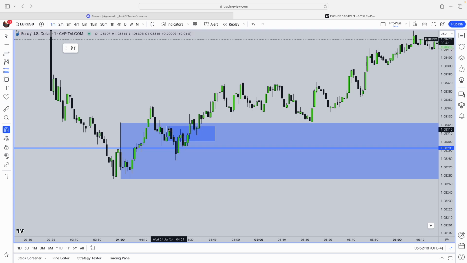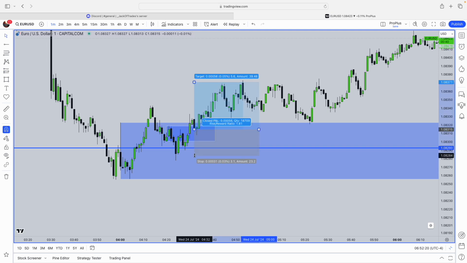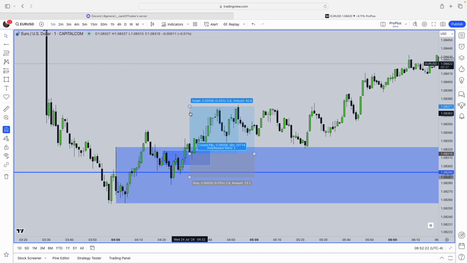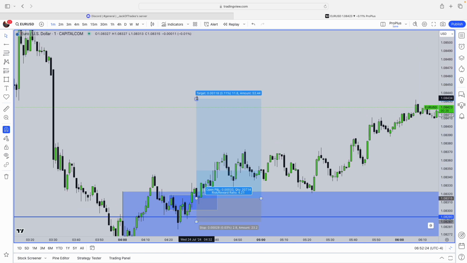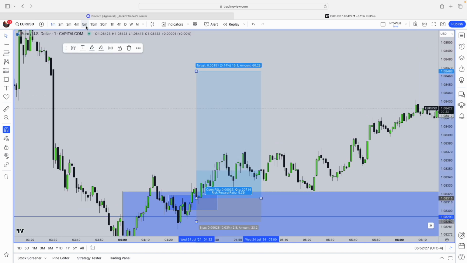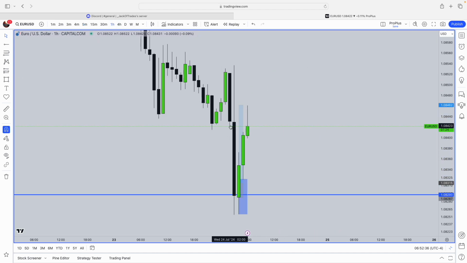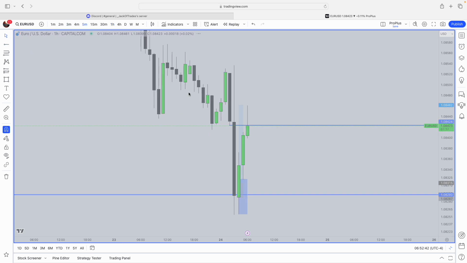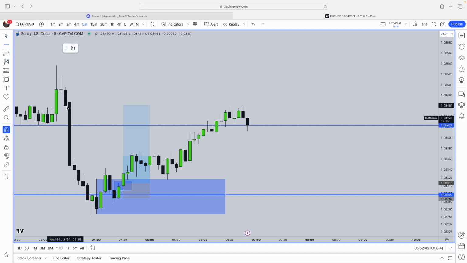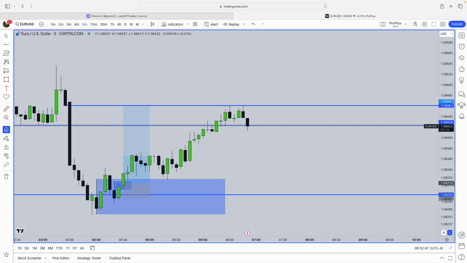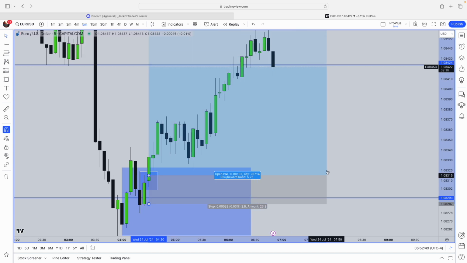So entry, just say on the high of the breaker. Stop just below that low. Target, could target that SIBI here. Look on the 5. Yeah, I'll probably say that SIBI here, which also matches up with the hourly. After the hourly closes, you can then target that here for partial. So these would be your targets.